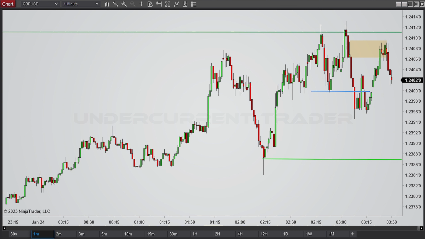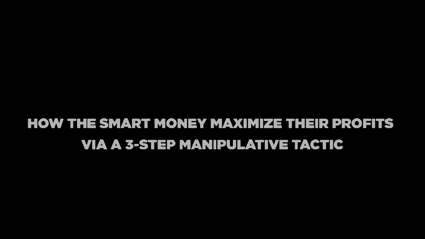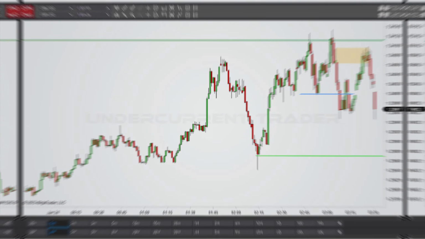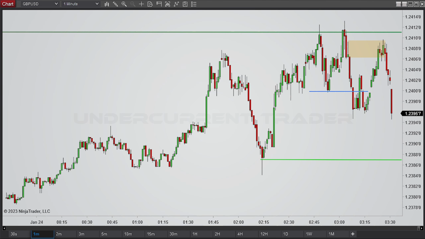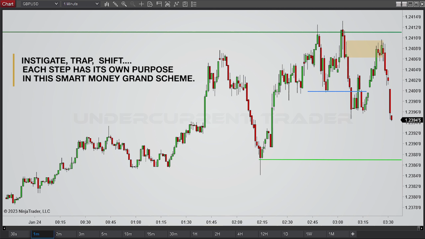Now I intentionally use the term shift here as this upward movement before the reversal starts to take place is the final component when it comes to understanding how the smart money maximizes its profits via a three-step manipulative tactic clearly designed to grab liquidity from traders. Instigate, trap, and shift. Each step has its own purpose in this grand scheme.